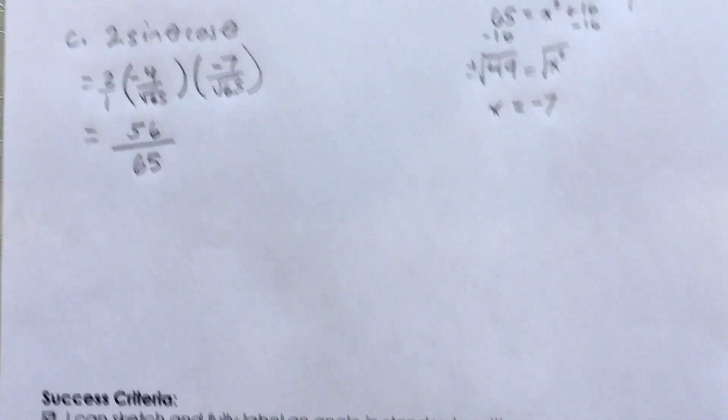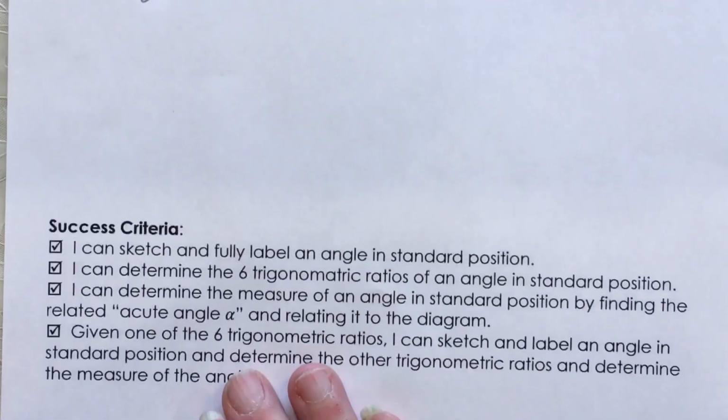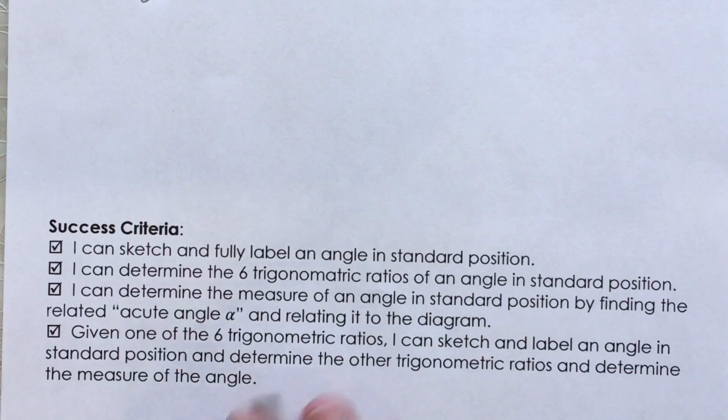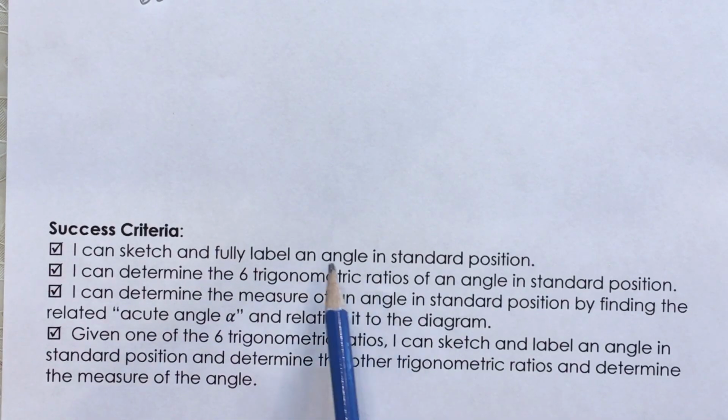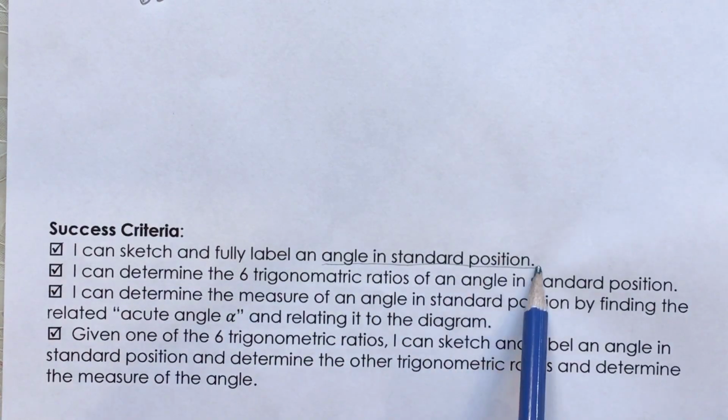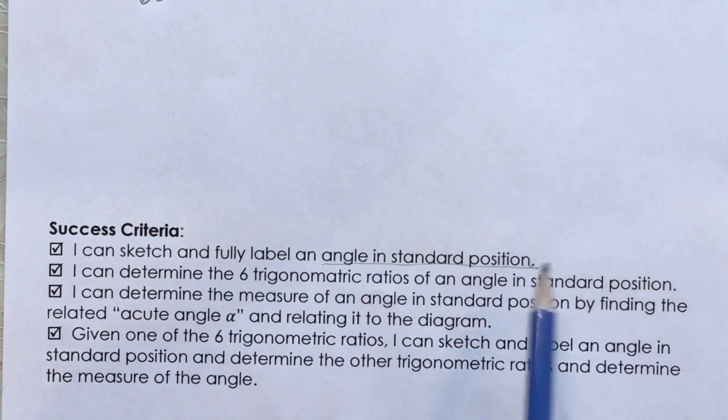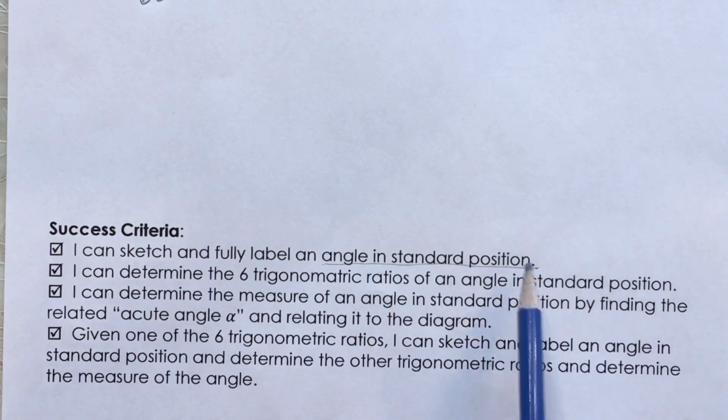So let's look at our success criteria. The first one is we can sketch and fully label an angle in standard position. Okay, so we've done that pretty much on every question. Hopefully you'll be able to practice that and make sure that you can do it.